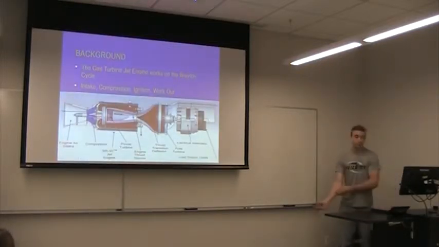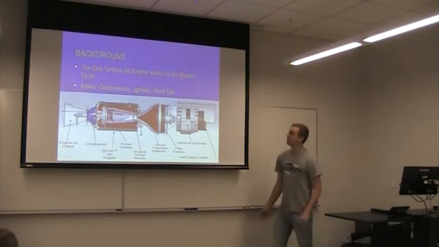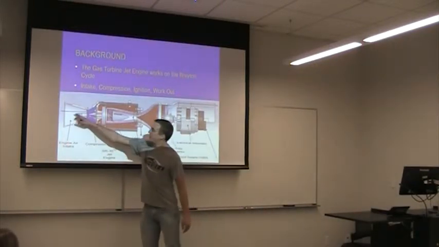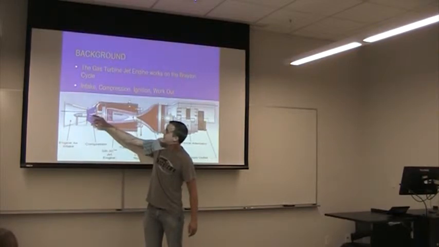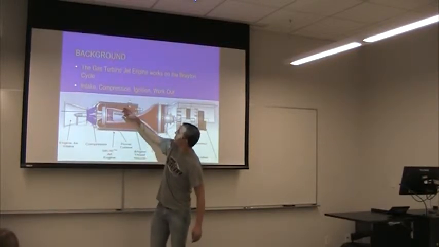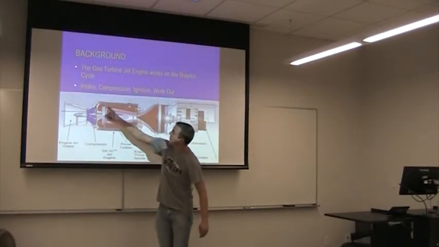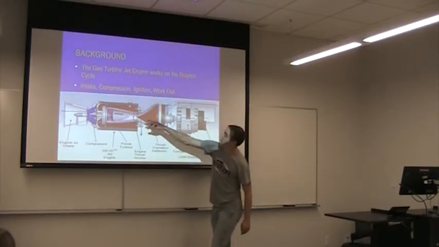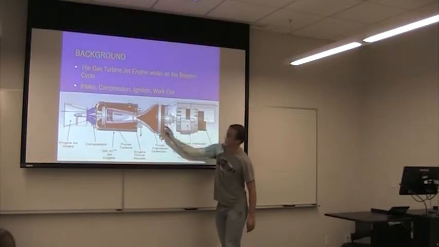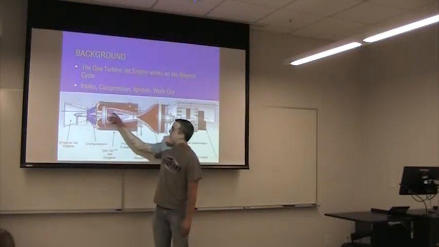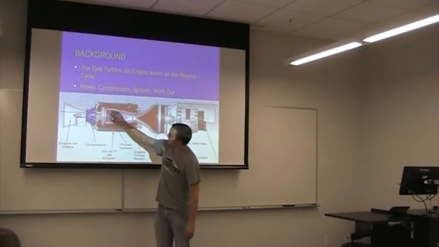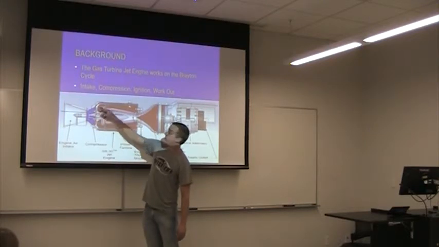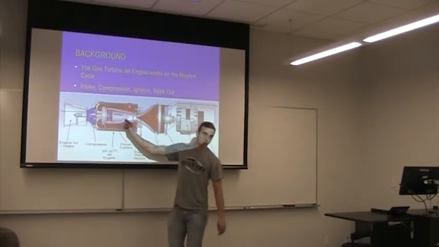All right, so a little background. It works on the Brayton cycle. So you have intake over here, comes into the compressor, gets pressurized, goes into the combustion chamber where it ignites, leaves out of there, goes in here and puts out work. It also goes through there and puts out more work over here. So for this cycle of work, this work goes into the compressor to pressurize the air to come back through here.